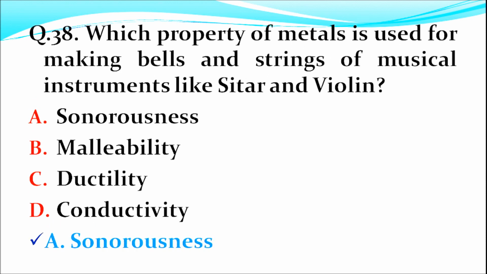Which property of metals is used for making bells and strings of musical instruments like sitar and violin? Option A sonorousness, option B malleability, option C ductility, option D conductivity. Correct answer is option A sonorousness. Sonorousness is the property of metals which is used for making bells and strings of musical instruments like sitar and violin.